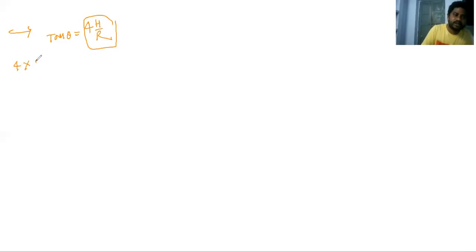Let's look at another relation. The other relation is tan theta is equal to 4h by r. Okay, so let me write 4h by r. So 4 into h. H is what? The u square sine square theta by 2g, into r. So this r I'm writing in the numerator, so that will be g divided by u square sine 2 theta. Okay. So g cancels here. So 2 also cancels here.